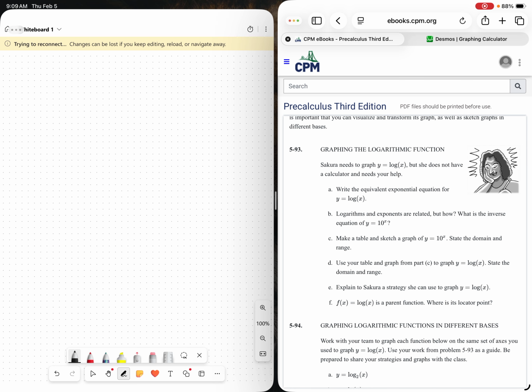We need to graph the log of x, but we don't have a calculator. So write the equivalent form of log in an exponential. If we have y equals log of x and we write this in exponential form, this is a base of 10, so 10 to the y equals x.